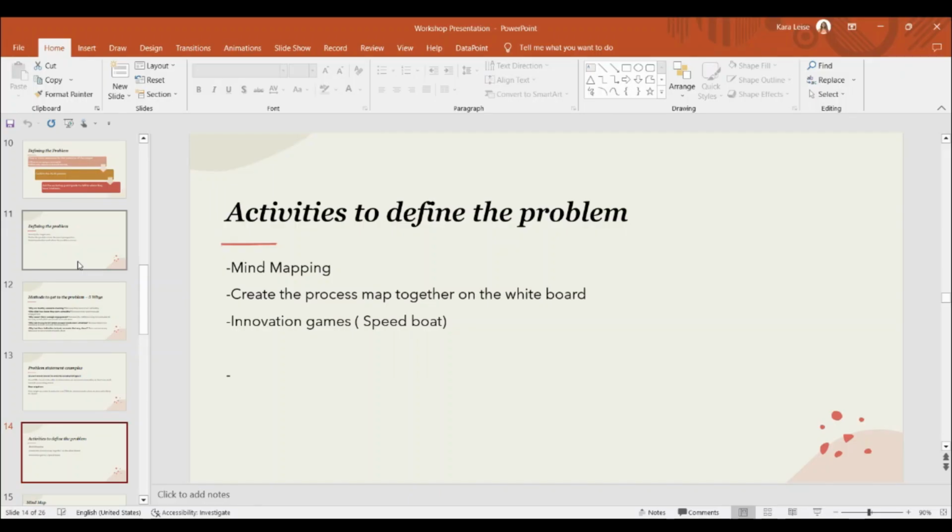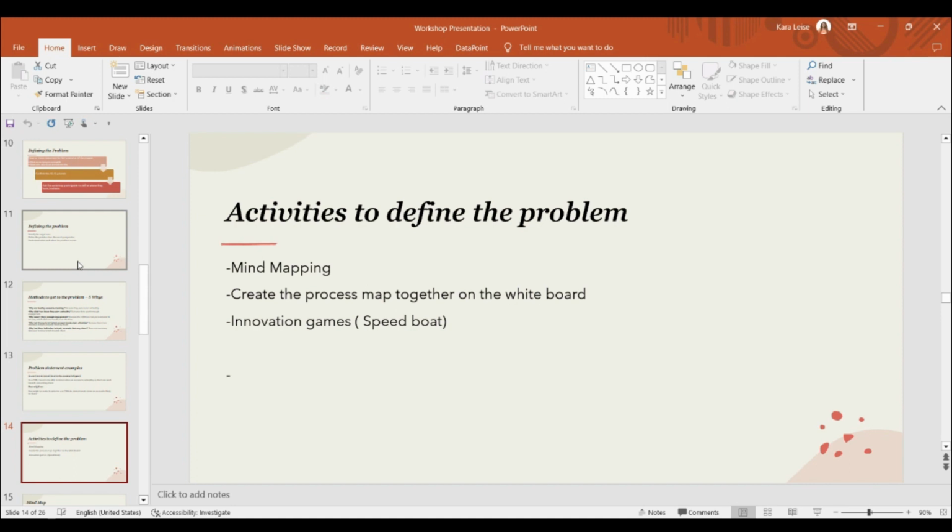Now, the activities to define the problem. So while you're defining the problem, there's activities. You could be just writing it on the whiteboard, everybody can see it, or you could be doing other things. You could do creative games for that, right? So mind mapping obviously is a good one. Create the process map together on the board so they can see as each step moves to the next step and make corrections if it's not correct.